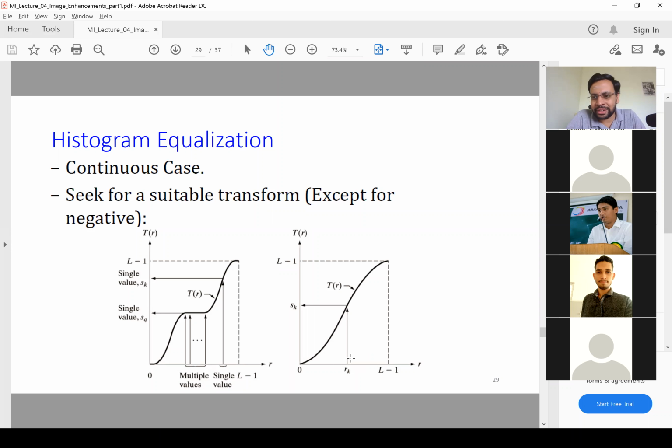Is everyone clear with this? This is very important. We have not earlier discussed formally what the desirable properties are as such. So that's what we are looking at right now, and that also forms the basis for discussing histogram equalization.